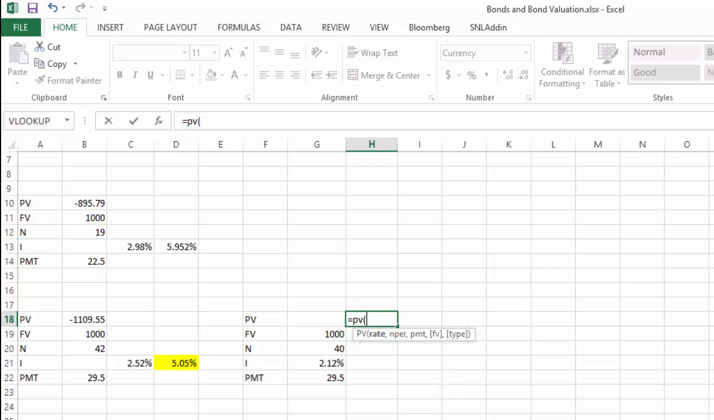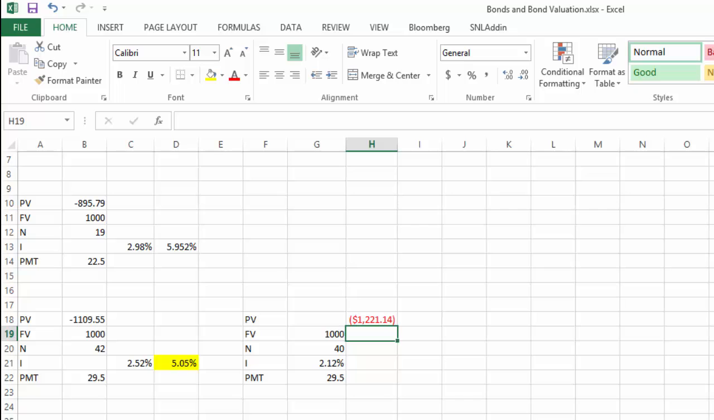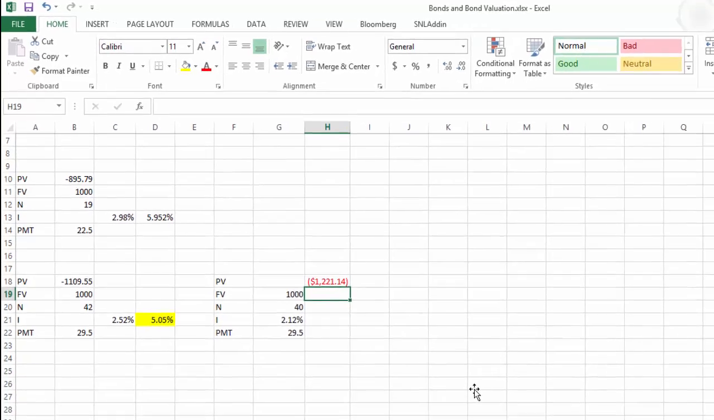Then I'm going to go up here and solve for the present value. So that's equal to the PV with the rate input first, the number of periods, the payment, and the future value. And the price for the bond today is going to be $1,221.14. And this brings to mind the notion that if interest rates go down, which they did in this case, they went down by 0.8%, that prices of bonds go up, and that's what happened here. The bond price went up by a little over $100 to $1,221. So there's an inverse relationship between bond prices and bond yields. In this case, the yield went down, the price went up.